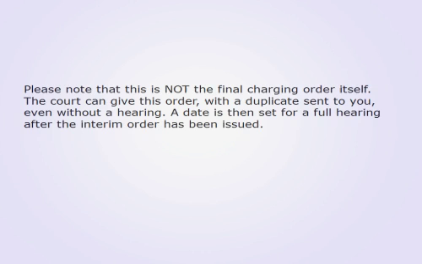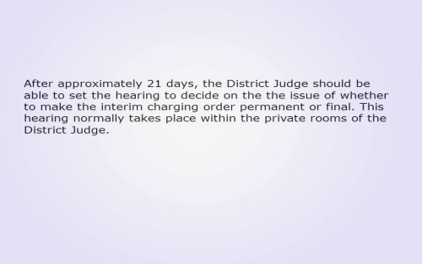Please note that this is not the final charging order itself. The court can give this order, with a duplicate sent to you, even without a hearing. A date is then set for a full hearing after the interim order has been issued. After approximately 21 days, the district judge should be able to set the hearing to decide on the issue of whether to make the interim charging order permanent or final. This hearing normally takes place within the private rooms of the district judge.